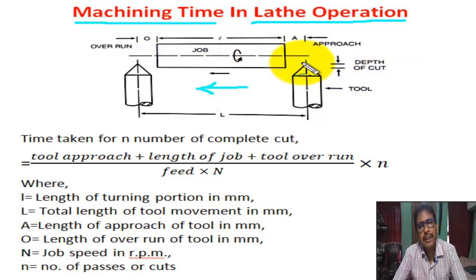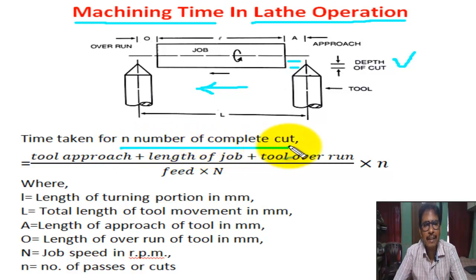Here, this is the depth of cut. Now, the time taken for n number of complete cuts: n may be 1 for a single cut, n may be 2 for a double cut, n may be 3 for a triple cut.